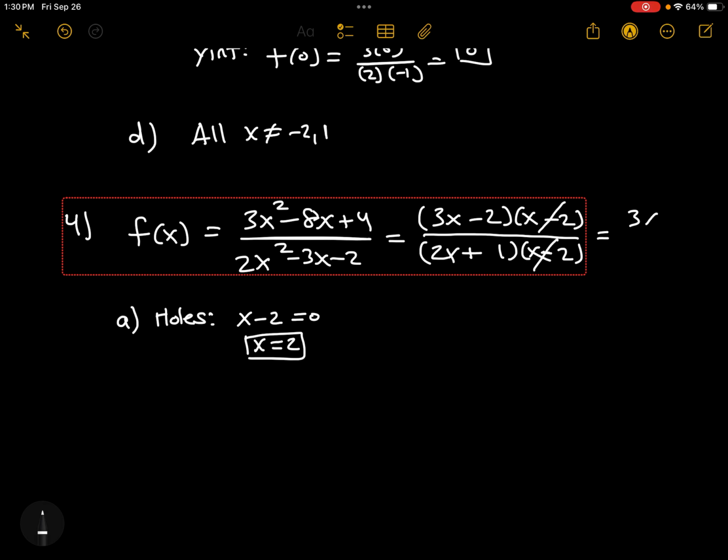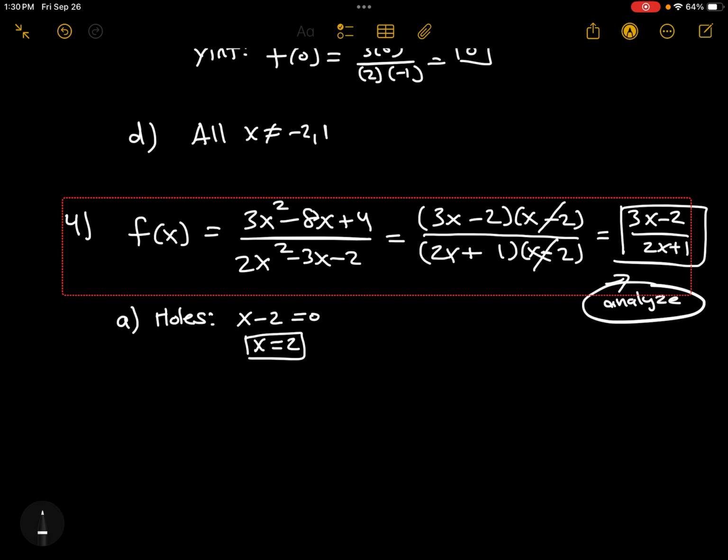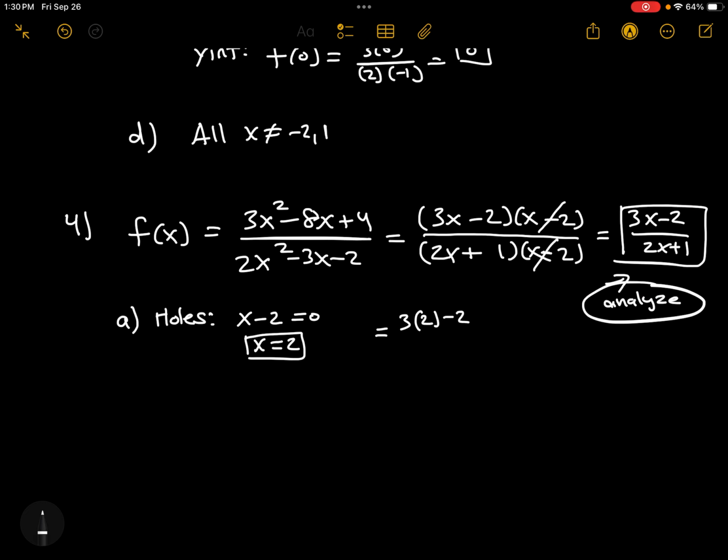And so here's a key concept. Now you are only analyzing the simplified function. And not only are you analyzing the simplified function from this step on, you also need to plug the x value into the simplified function to get the y value of the hole. So let's just do that really quickly. Let's take x is equal to 2 and plug it into the simplified function to evaluate. Over here, I'm going to get 6 minus 2, which is 4.